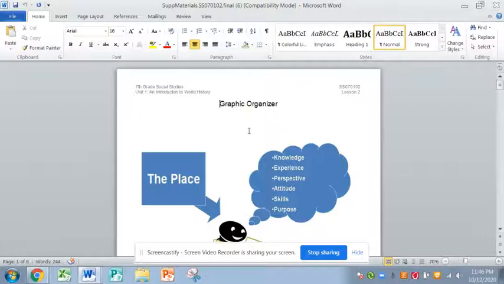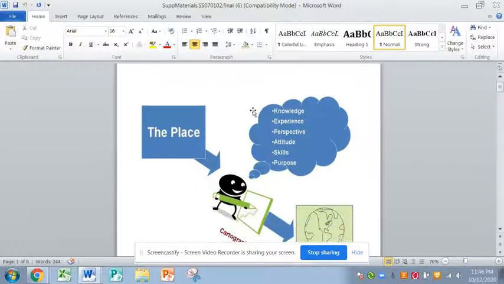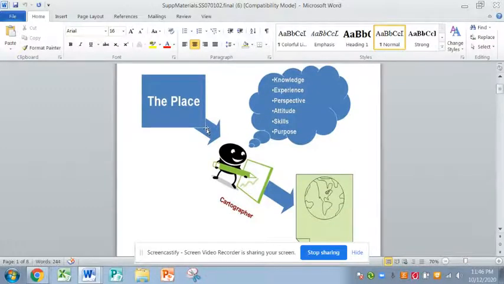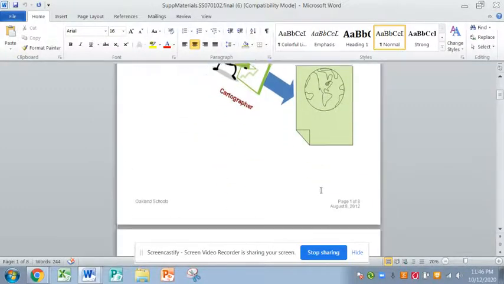Again, we have a graphic organizer, big ideas, and vocabulary. Your graphic organizer for lesson number 2 is a cute little doodle. We have our cartographer in the middle. We have a thought bubble. Each cartographer has their own knowledge, experience, perspective, attitude, skills, and purpose. And they take all of this and take the place that they want to draw it, and produce the product. Okay, so this is exactly what you did using these 6 things when you drew your map of a community last lesson. So here's your graphic organizer for lesson number 2.